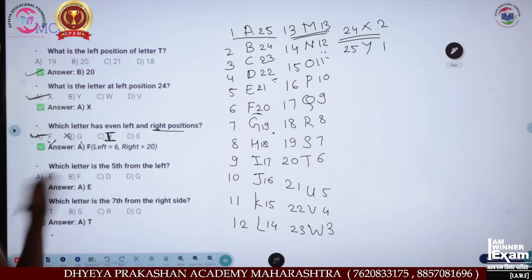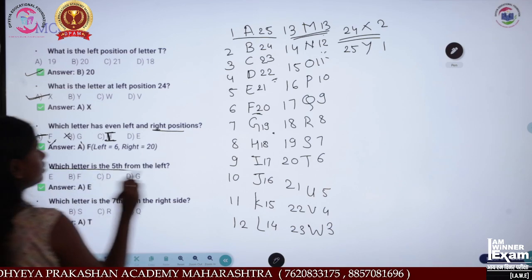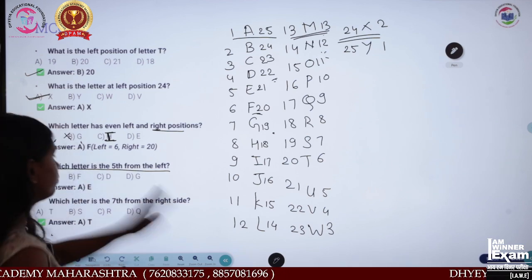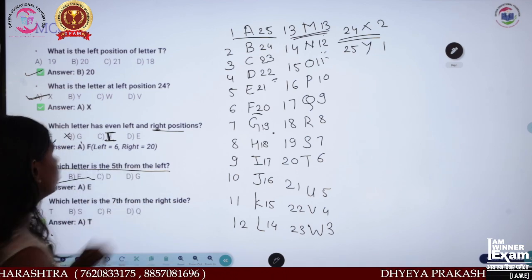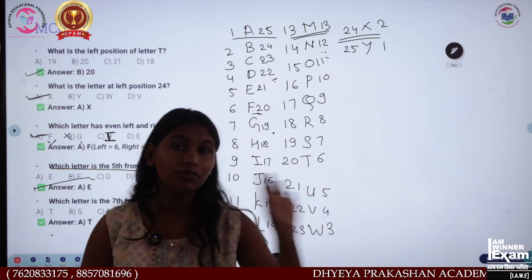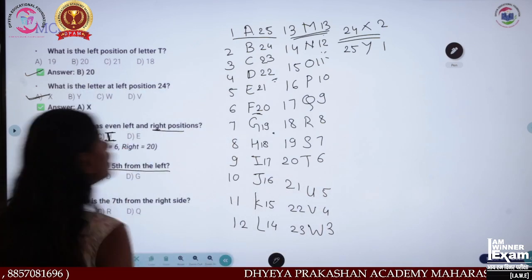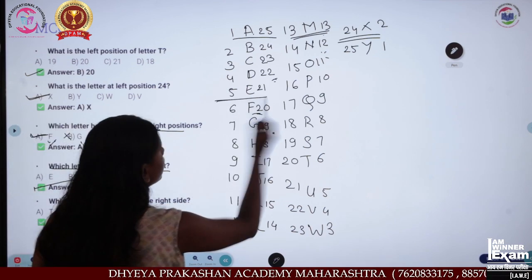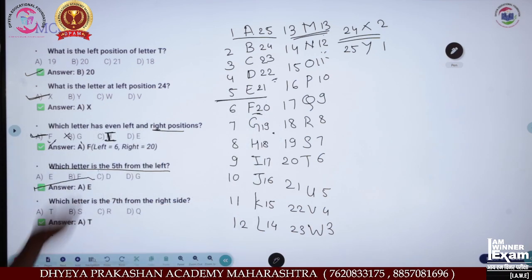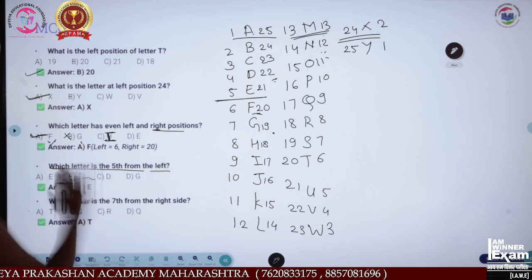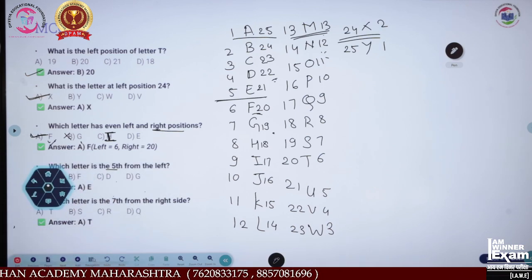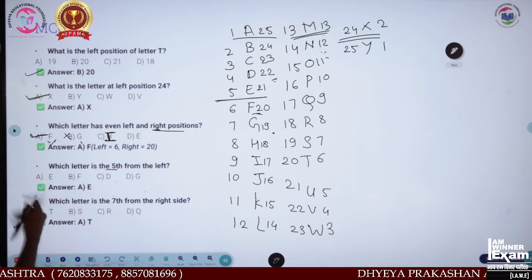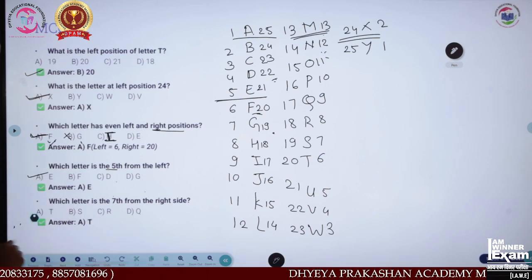Come towards the next question, which is: which letter is fifth from the left? Now which is the fifth letter from the left? Let's count from the left: 1, 2, 3, 4 and fifth. So E is the fifth letter from the left. So the correct option will be A, E.